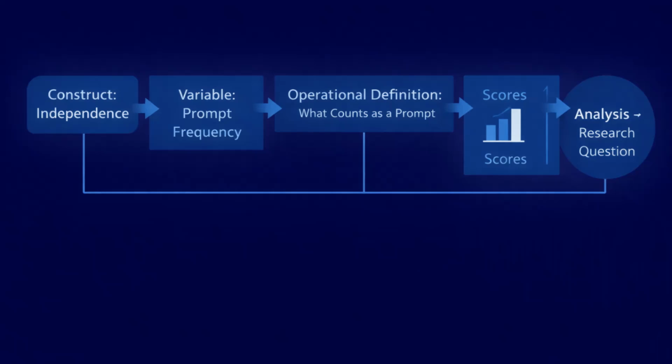In this example, the alignment chain is visible. The construct is defined. The variable represents a dimension of that construct. The operational definition specifies what counts as a prompt. The instrument produces data that match the definition. The scoring procedure yields an interpretable value. The analysis connects back to the research question.